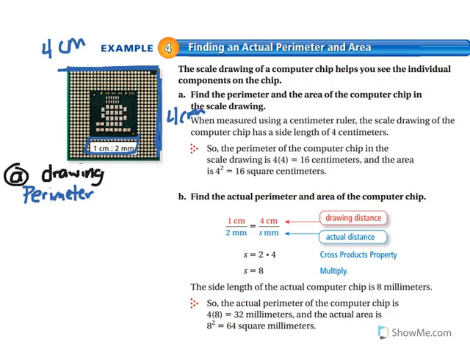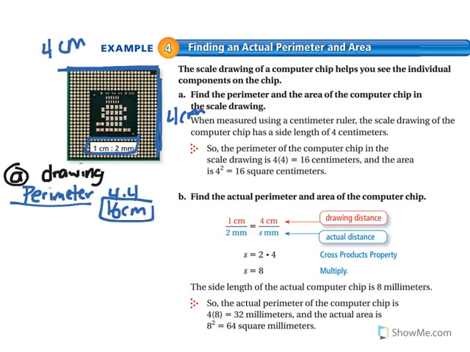Right? So to find perimeter, all we're going to do is, perimeter is just adding up all the sides. If all the sides are equal, and there are 4 sides, we can just take 4 times 4 and get 16 centimeters. So 16 centimeters is our perimeter in the drawing.